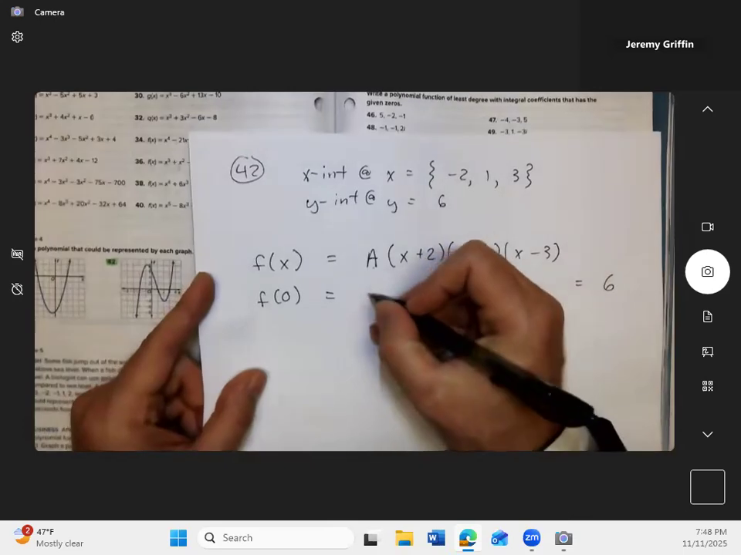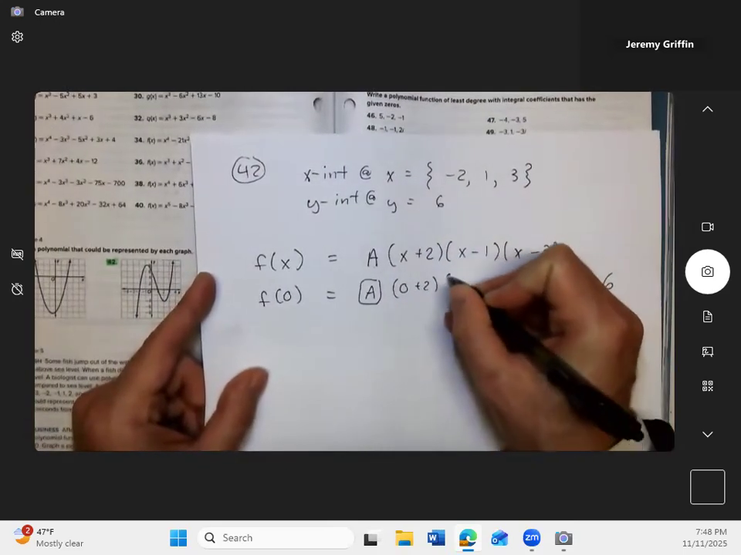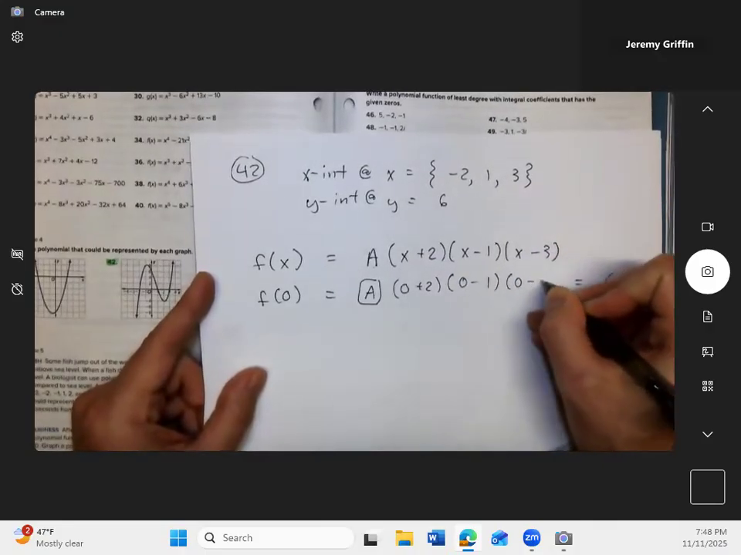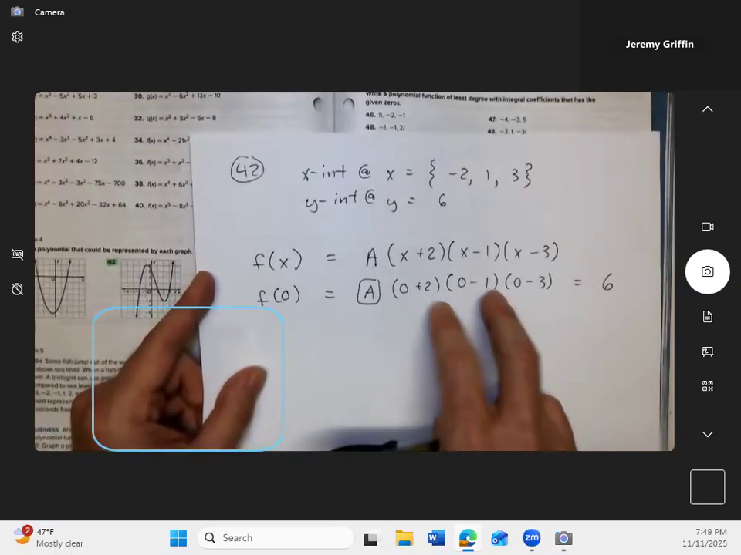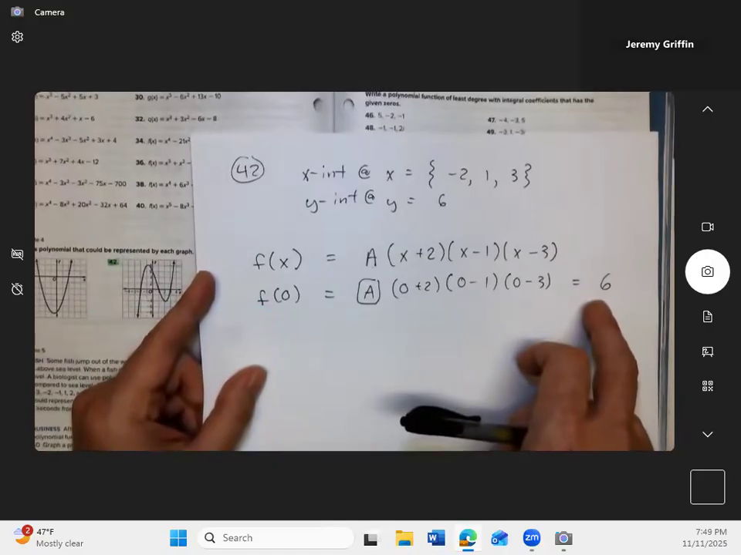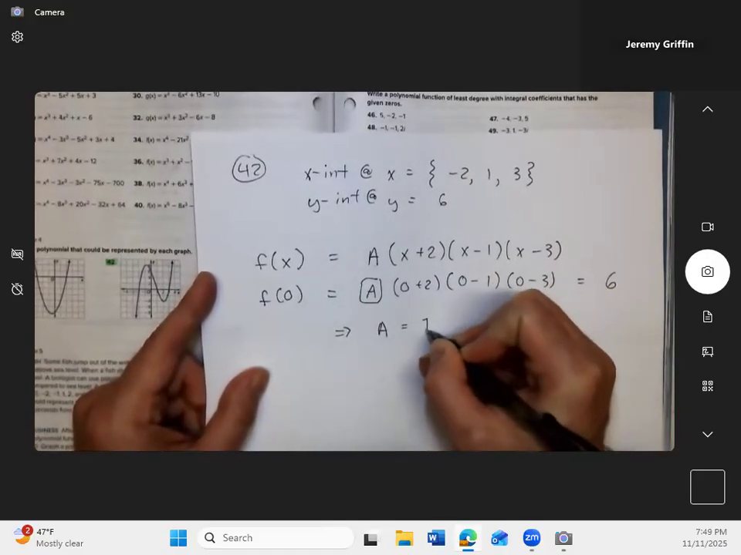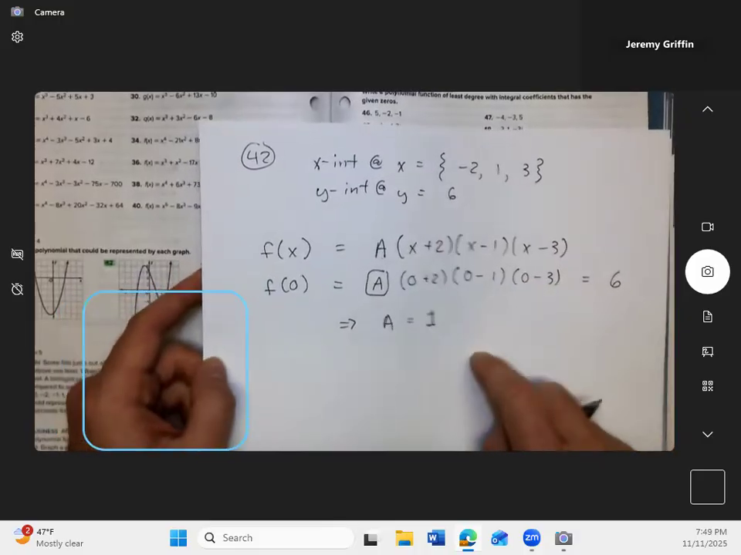All right, so let's go ahead and solve for a. What is a equal to? So 0 plus 2, 0 minus 1, 0 minus 3. Well, 2 times -1 is -2, times -3 is 6. Oh, it is 6. Look at that. What that means is that a is very simply equal to 1. So your book gave you probably the easiest version of that it could have. So that's nice.